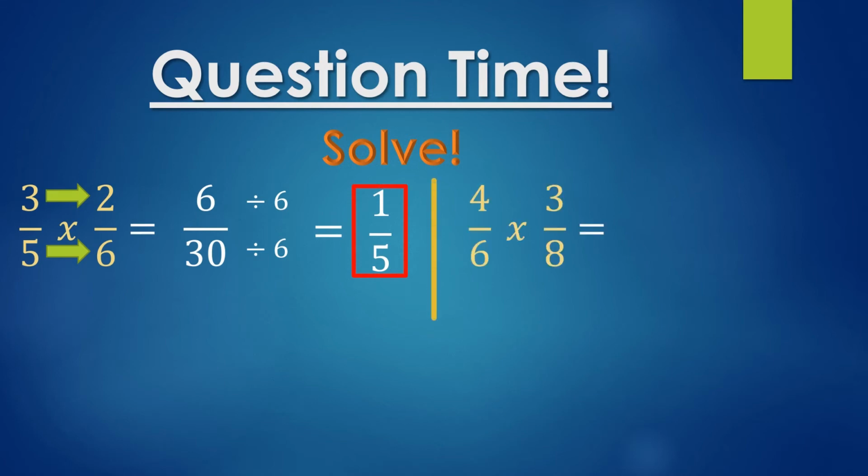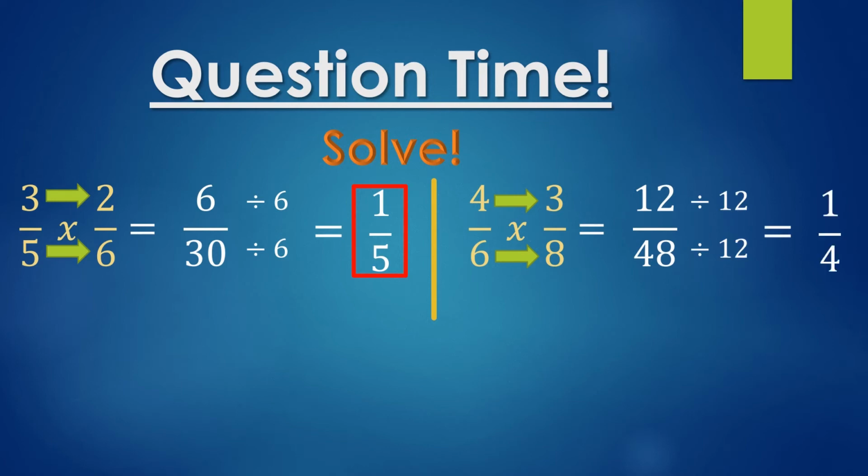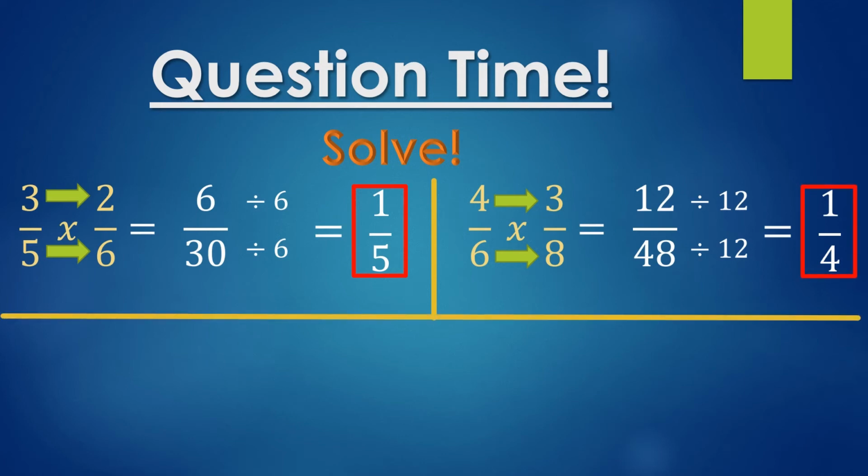Next, 4/6 times 3/8. So once again, we'll multiply the numerators and denominators, and we'll end up with 12/48. And once again, we can reduce this number, so let's do it. We can divide the top and the bottom by 12, which will give us a final answer of 1/4. One more time. Let's do a division problem this time.